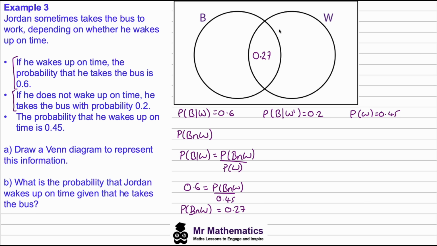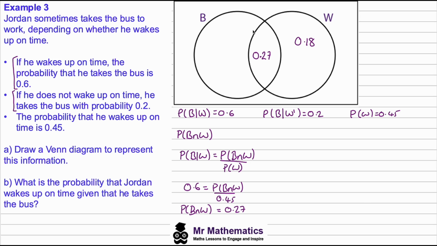And then we can work out this region, W intersecting with not B, because we know W adds up to 0.45. So this will be 0.45 take away the 0.27. This will give us 0.18.